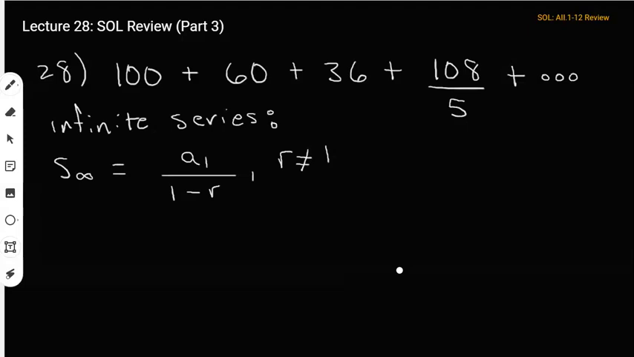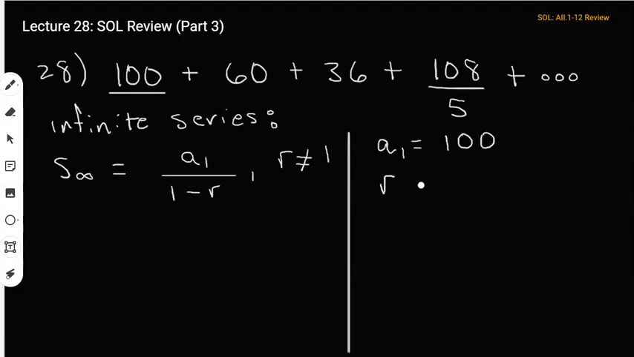So we need to figure out two things. We need to figure out what A1 is, and we need to figure out what R is. Once we got these two numbers, we can plug them into the formula and then figure out what the sum is going to be. So let's do that. First of all, what is A1? A1 is going to be the first term, right? That's going to be 100. That's the very first number that they give us.